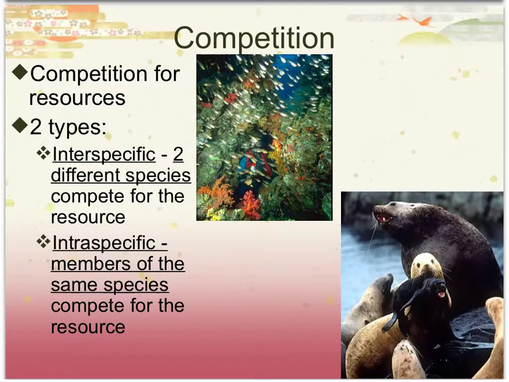All right, so the first type of interaction we're going to look at is competition, where 2 animals are competing for the same resource. There are 2 types of competition. There's interspecific competition, which is 2 different types of animals competing for the resource. And then there's intraspecific competition, in which members of the same species are competing for the same resource.